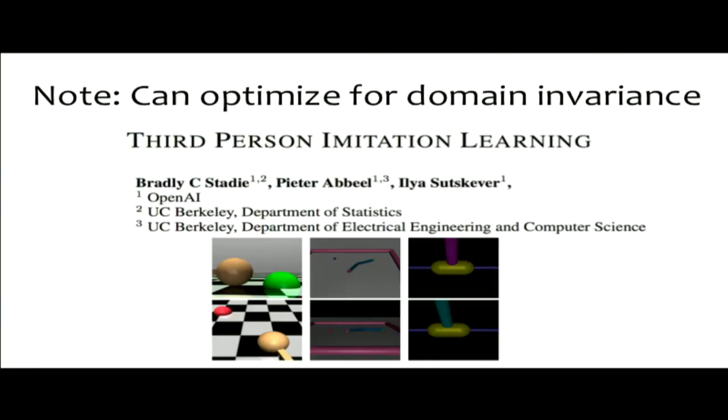Okay, and the last thing I'd like to note on this topic of domain shift is that, in addition to trying to use domain-invariant features, we could actually optimize for domain invariance by saying that the features from the human demonstrations should look very similar to the features from the robot demonstrations. That was done by a very recent paper by Bradly Stadie et al. I won't cover that in this lecture, but you can look at the paper if you're interested.